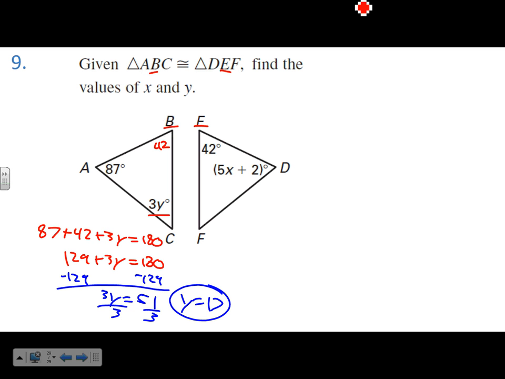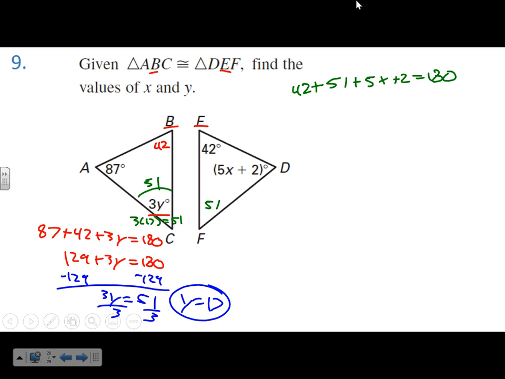One of the ways, since I just did the first one where I added all the angles together and set it equal to 180, that's what I did the first time I saw this. So I said, okay, if Y is 17, then 3 times 17 is 51. So that's what this angle is, 51 degrees. Well, that means this one's 51. So I said, okay, so 42 plus 51 plus 5x plus 2 is equal to 180.